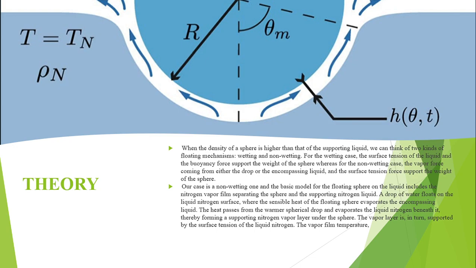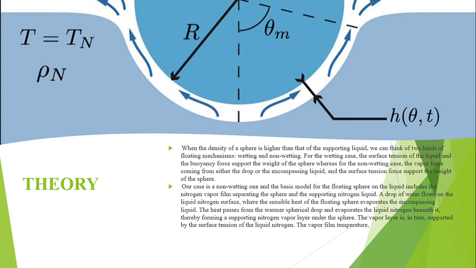Here is the theory of the latent force effect. When the density of the sphere is higher than that of the supporting liquid, we can think of two kinds of floating mechanism: wetting and non-wetting. For the wetting case, the surface tension of the liquid and the buoyant force support the weight of the sphere, whereas for the non-wetting case, the vapor force coming from either the drop or the encompassing liquid and the surface tension force support the weight of the sphere.